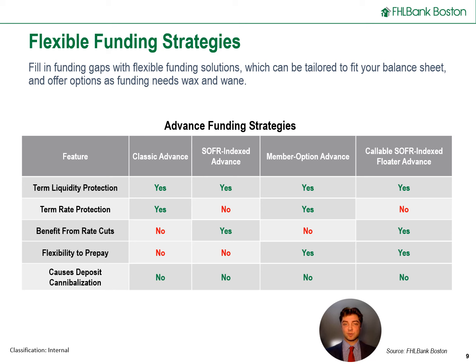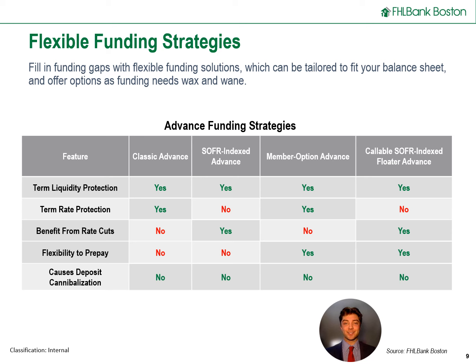So let's look at some flexible funding solutions. Not only do all of our advance products offer term liquidity protection, they also have features to match your economic outlook or anticipated future funding needs. If you expect a higher for longer environment, you could use a fixed rate advance like the classic advance or member option advance to protect funding costs, regardless of what the rates do. If you anticipate more Fed easing than the yield curve currently implies, take down one of our SOFR index advances to benefit from rate cuts as they happen.